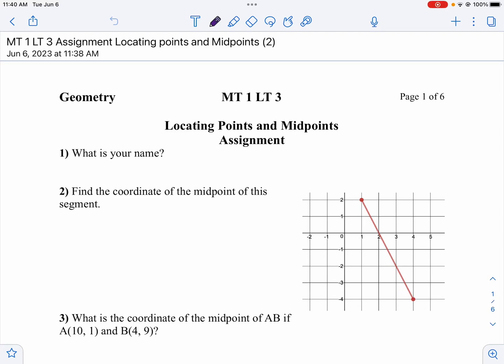Here we're looking at page 1 of your assignment. Don't forget your name for question number 1. Can't give any credit if you don't answer question number 1. And we want to find the midpoint of this segment. So let's break this up into the x's and y's.